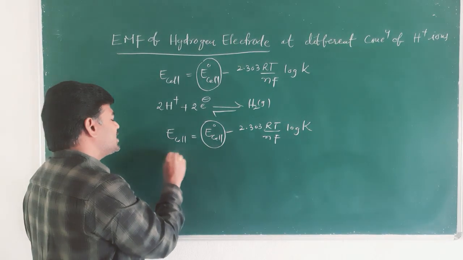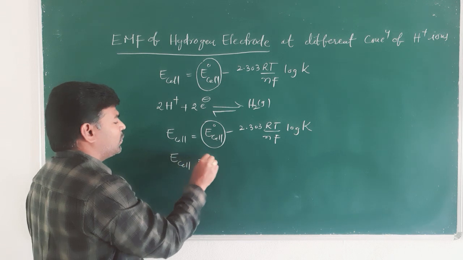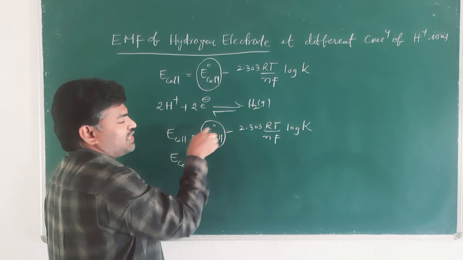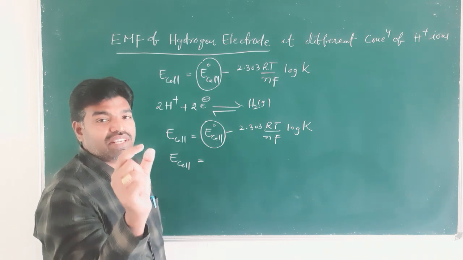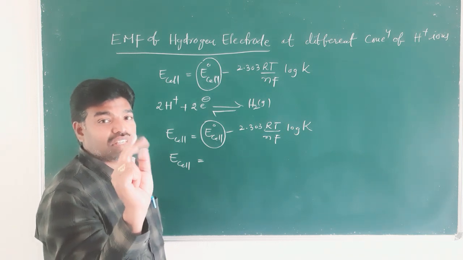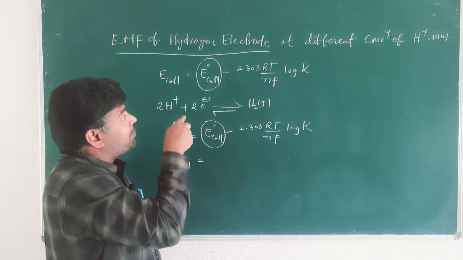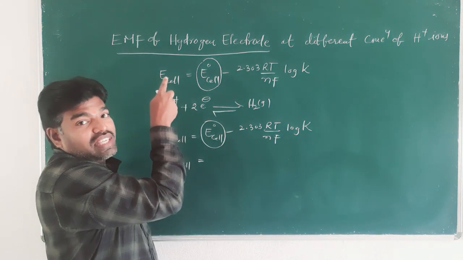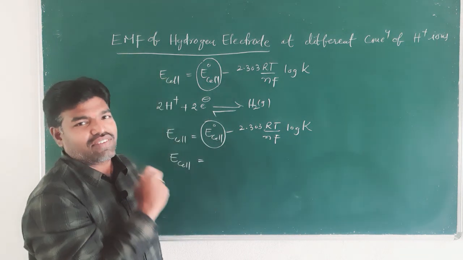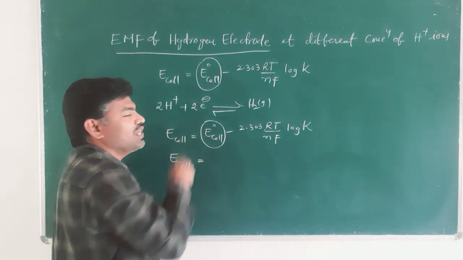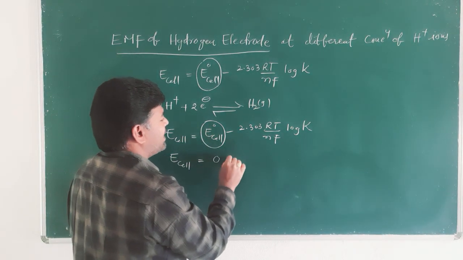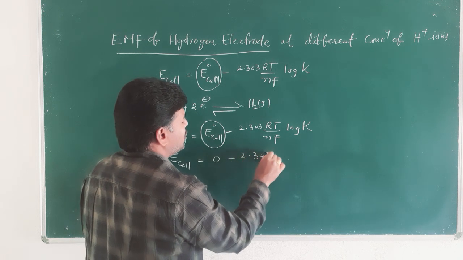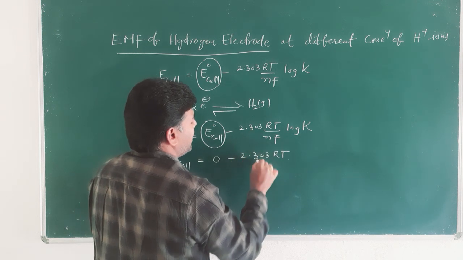So E cell is equal to, we are taking E naught cell as 0, because in EMF measurements we usually measure the difference of potentials of two electrodes, but here we are measuring the EMF of the hydrogen electrode itself. That is why we take E naught cell as 0. So E naught cell 0 minus 2.303 RT by nF.